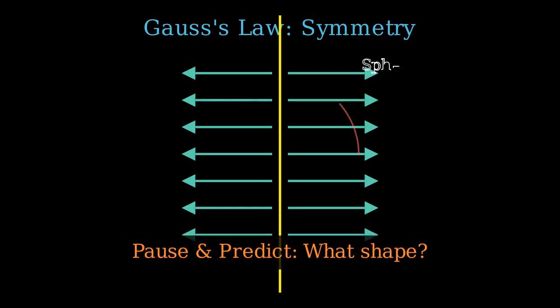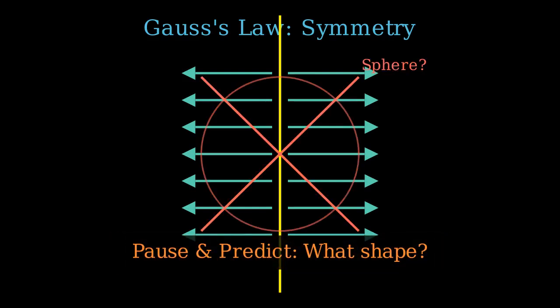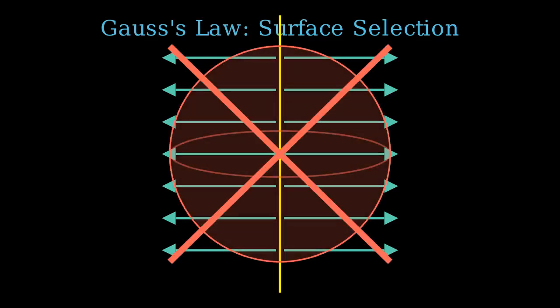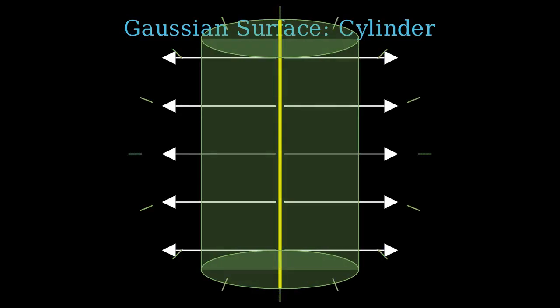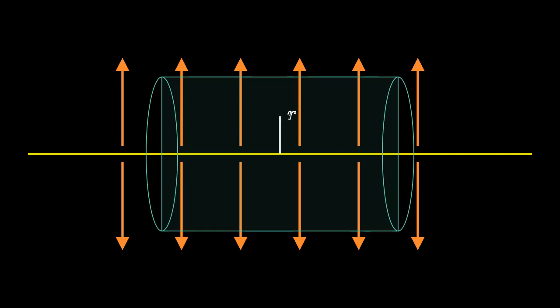Pause here and predict what imaginary shape perfectly matches the symmetry of our straight wire. A sphere won't work because the field lines would pierce it at all sorts of messy angles. The perfect shape is a cylinder perfectly centered around the wire. Let's give our imaginary cylinder a radius of r and a length of L.